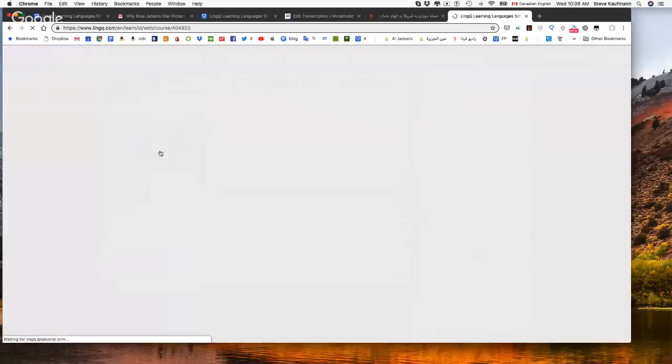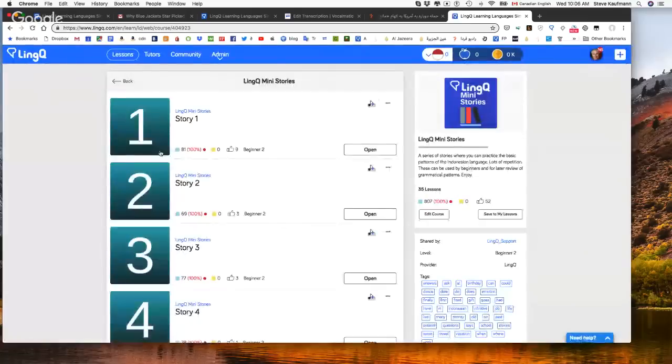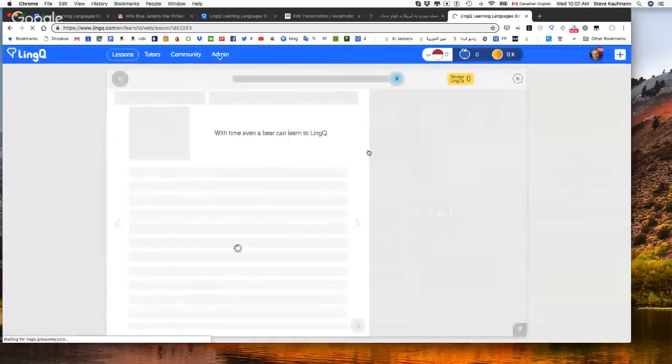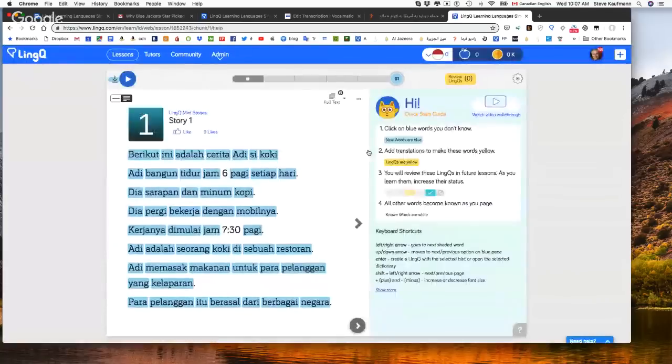So if I open this, then I see the stories, and of course, it's 100% unknown words. I don't know a single word in Indonesian. So I open the first story. Now, one advantage I have, of course, is that I know the story because I've done this in Greek, in Persian, in Arabic. I think I've played with it in Slovak.